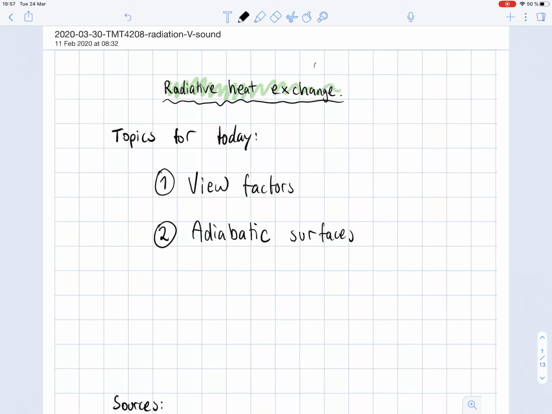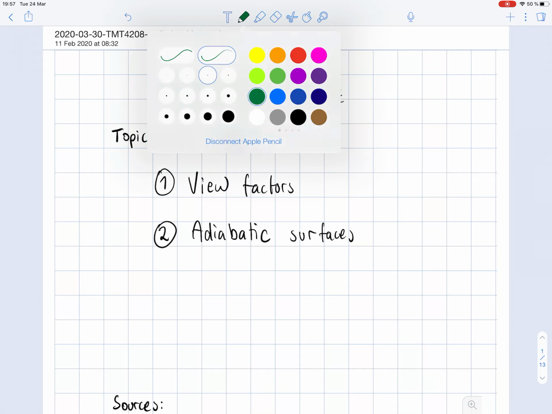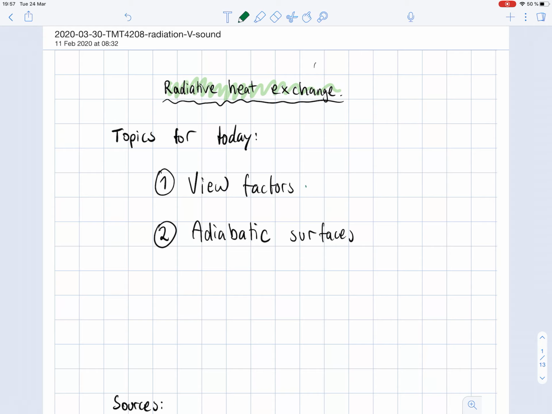Today we will look at some practical aspects related to heat exchange. The first one is view factors, which we introduced in the last lecture, but we will look at the details today. And the second topic is on adiabatic surfaces, which is a special case of a multi-surface problem, which we can apply to many practical situations.